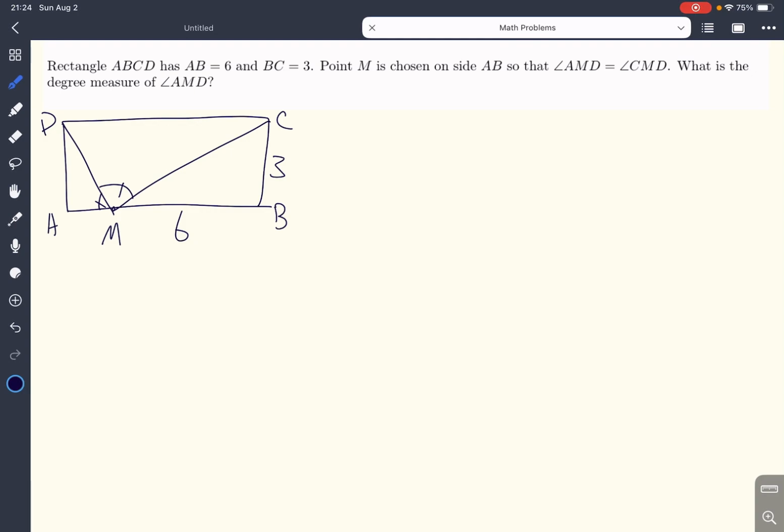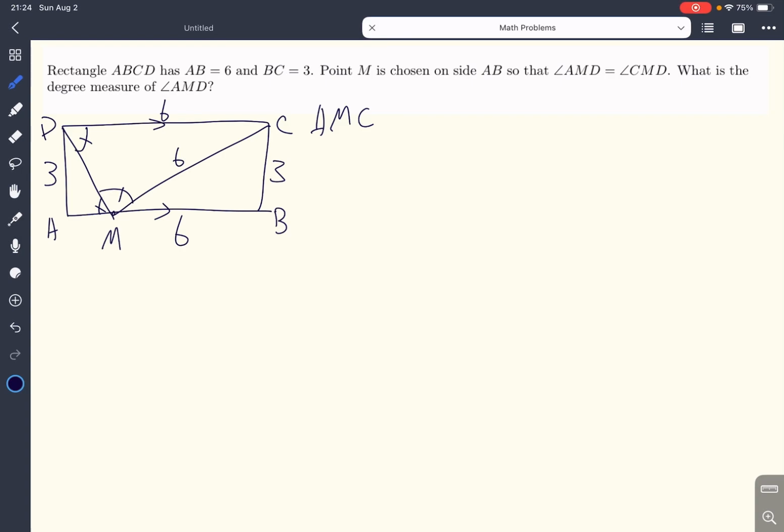The first thing we can notice is that angle AMD is actually equal to angle MDC over here because of alternate interior angles. This is like the big aha moment of this question, which comes from the fact that AB and CD are parallel and that MD is the transversal. Because of this, we already know that CD equals 6 because that's just how a rectangle works.